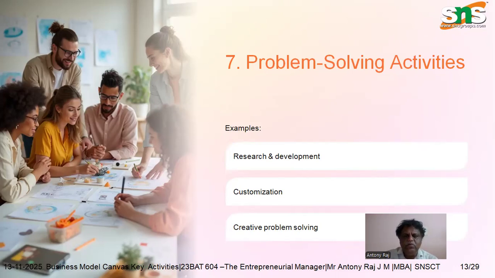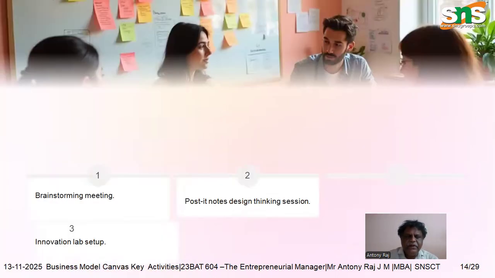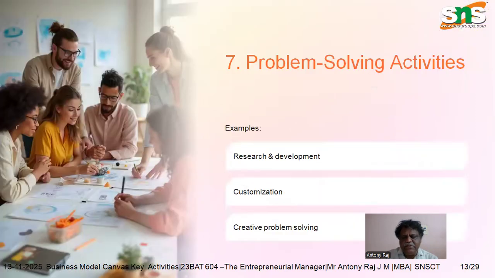The next category of key activity is called problem solving activity. For example, when you do research and development, it is a problem solving activity. Customization: today, the game is hyper customization. Customers need very clear hyper customized products and services, so that is a very important problem solving activity. And creative problem solving, because an organization faces numerous problems, and problem solving is a very, very important area. To break it down further, brainstorming meetings, innovation lab setup, and post-it note design thinking sessions are some of the ground level examples of this particular process.